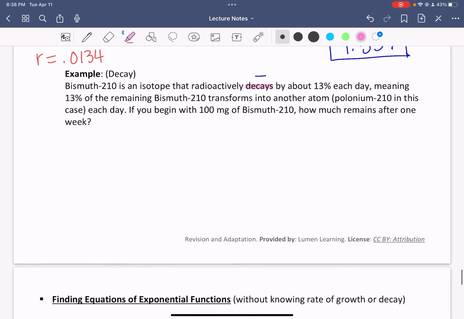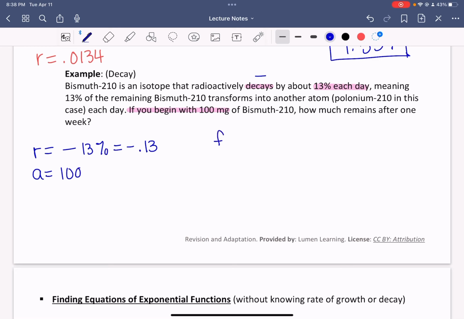Then it says by about 13% each day. So that is our decaying rate. So when I'm looking at what is my rate in this problem, it's going to be negative 13%. Change it to a decimal, so negative 0.13. Now down here it said that if you begin with 100 milligrams, so that means my initial or starting value is going to be that 100 milligrams.